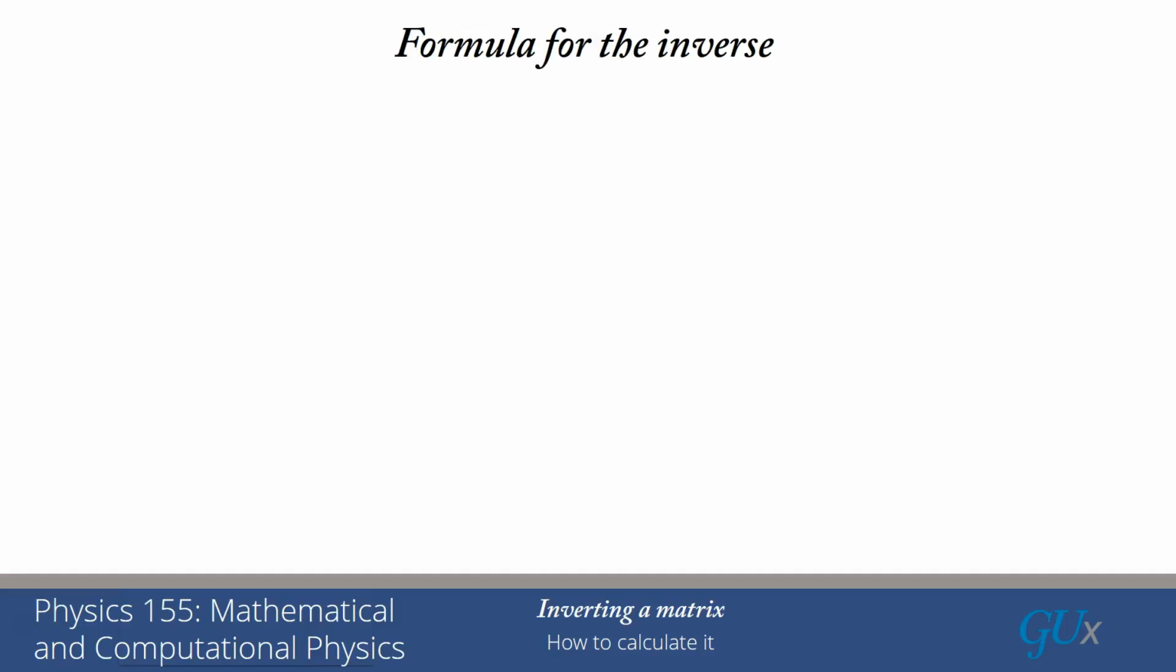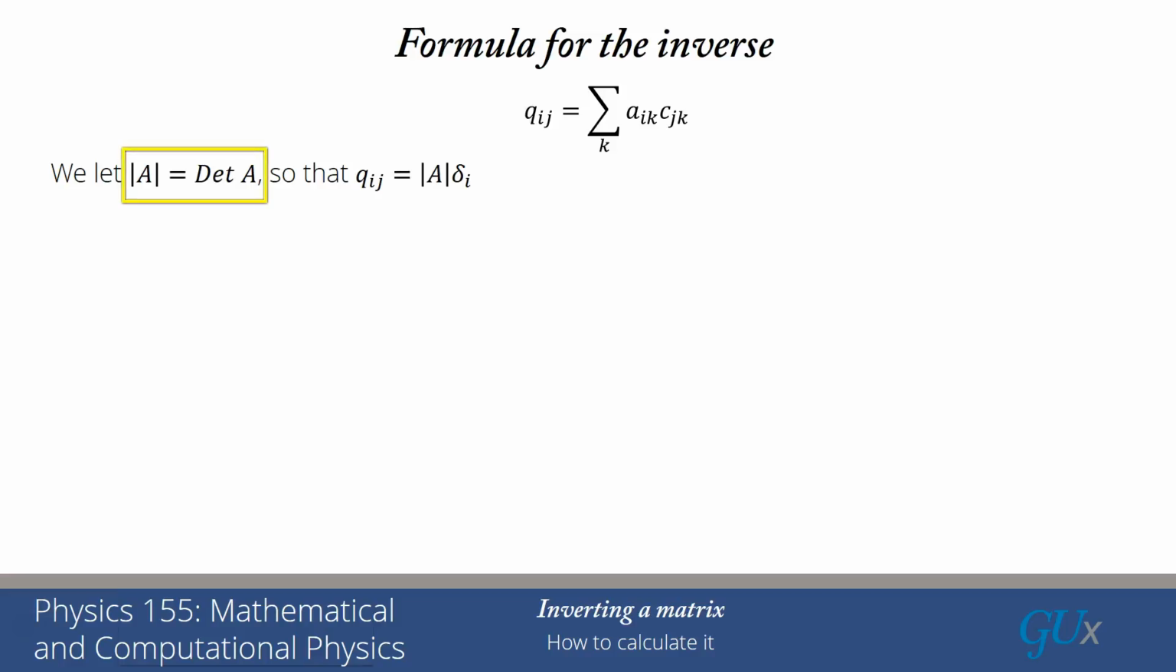So it turns out we can actually get an analytic formula for the inverse. And I'm going to just remind you of this formula that we just derived about qij. We're going to let absolute value of A be the determinant of A.